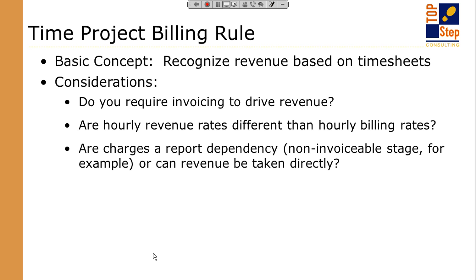So the time project billing rule would only be used if you need to drive revenue separate from invoicing, drive it from timesheets, or you have some kind of different hourly rate from the invoicing versus the revenue recognition. And in those cases, how would you be able to set up revenue to recognize something different than what was invoiced? Okay.